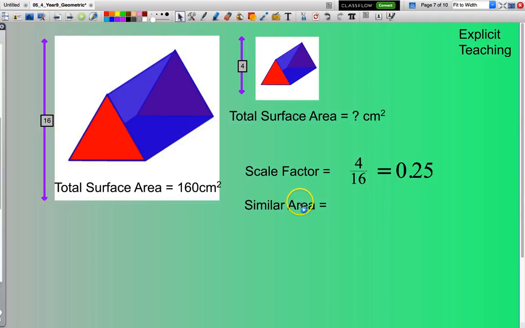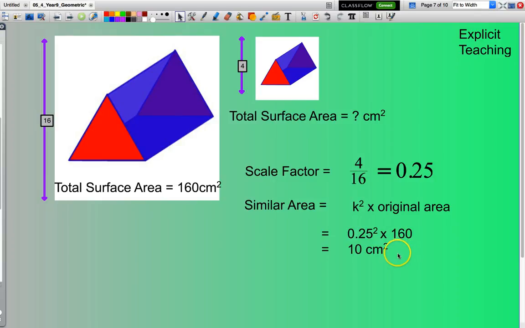And for the similar area, same approach again: k squared times the original area. Here is my original area. There is my scale factor. So there is the maths there if you want to work that out.